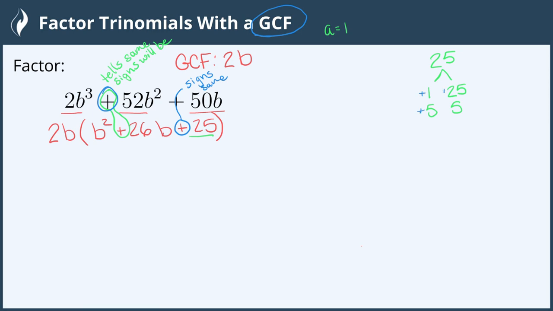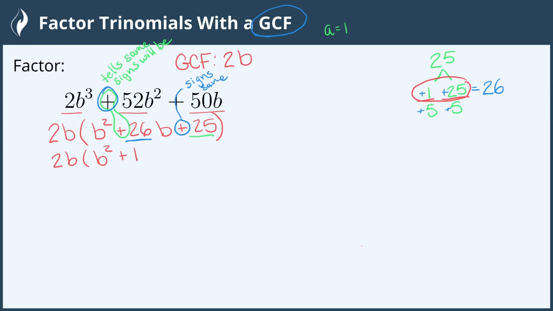So we will fill in over here with all positives, and now we're going to find a combination of the factors that will give us the number 26. So let's go look for a combination. Positive 1 plus 25 gives us a positive 26. So we found our combination, positive 1 and positive 25, to replace our 26. So we'll have 2b on the outside, b squared, and replace our 26b with positive 1b and 25b.